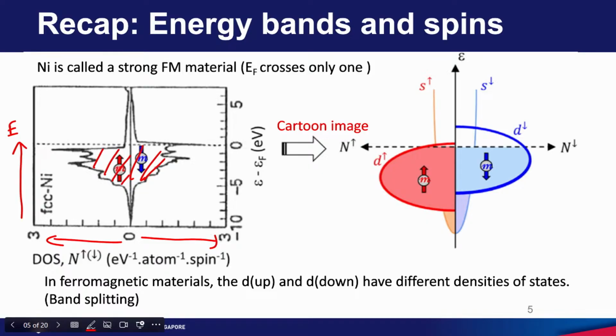Okay. So, whenever a band below the Fermi level is completely filled, then that particular ferromagnetic material is called a strong ferromagnetic material. Okay. So, in the case of nickel, this band below the Fermi level is completely filled. So, they have this name. Anyway, that is not very important.